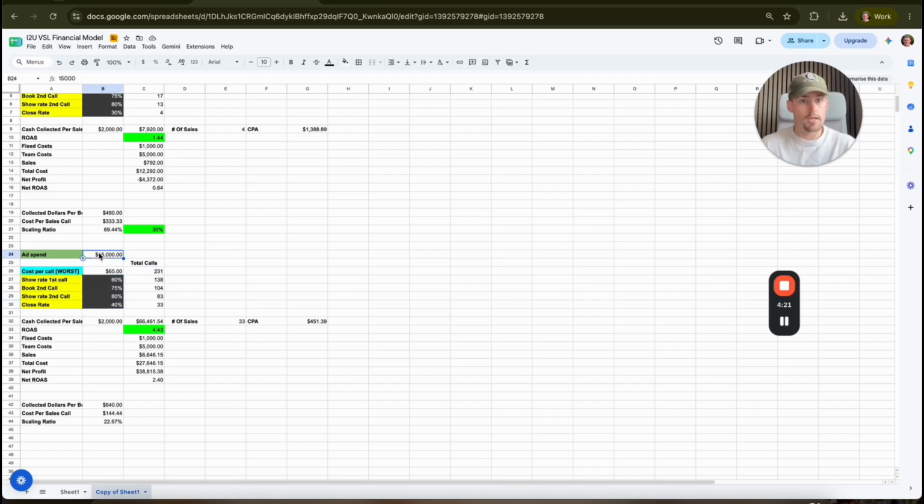You can put in, okay, this is what I'd like to spend in my ads based on my historical data, based on my collected dollar per book call, based on my sales team costs, based on my hard costs, and based on everything else in between. I can pull out what my net ROAS is going to be, what my scaling metrics are looking like, and I can also model numerous different ways of doing things.